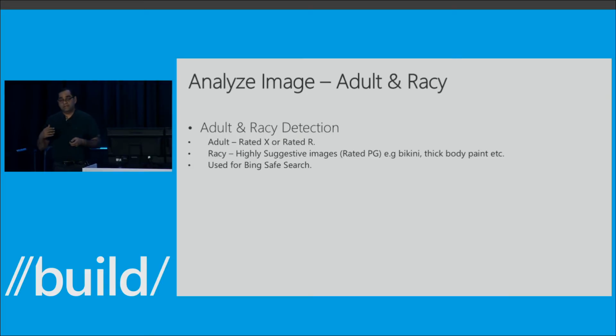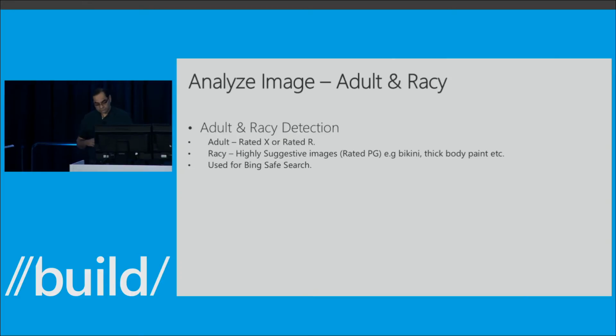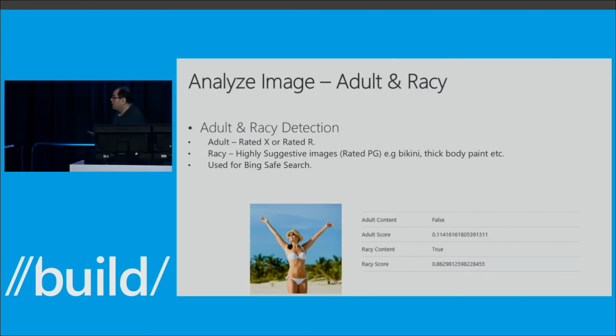And if you go to Bing and if you choose strict mode, you don't see adult nor racy images. And if you go to moderate mode, you don't see racy images. Sorry, you don't see adult images. And so what we do is, as part of this service, we return you a label which says whether a particular image is adult or racy.